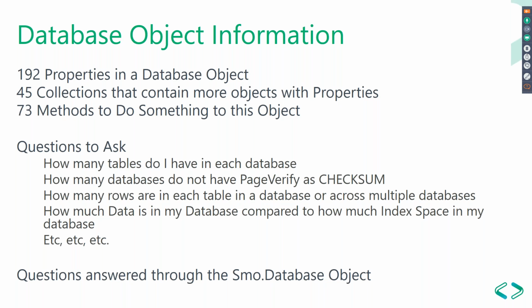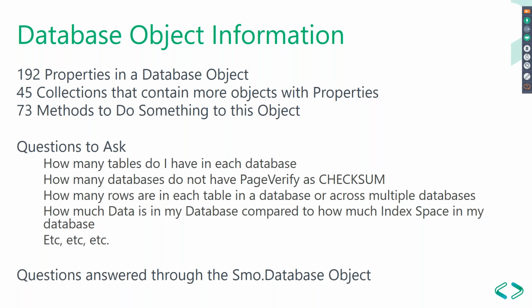So there's 45 collections. I say 190 properties, but there's 45 collections that contain more objects. If you think about SQL Server and expanding things in SSMS, you're going to have the collection of tables. You're going to have a collection of properties pertaining to that object, as well as indexes and extended events and all the things that come inside the database where you can expand that thing, security and users and roles and all that stuff. So collections also contain more properties that you can mine in one object.